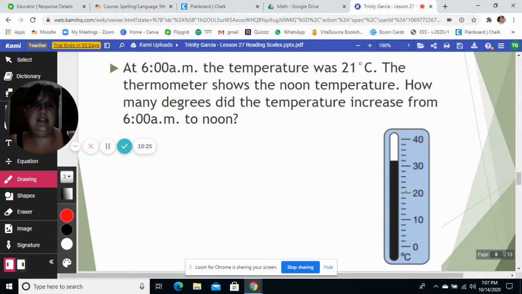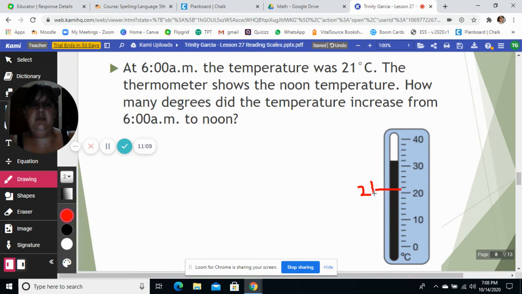So here's 20. Now, is there 10 marks between here and here? Between 10 and 20? I mean, between 20 and 30? 1, 2, 3, 4, 5. There's only 5. So we can see that each one of these marks is actually only counting for 2 degrees. Okay, it's not counting for 5, and it's not counting for 1, it's counting for 2. Okay, and it said that at 6 a.m., the temperature was right here at 21. Not at this line, but in between the two lines. This is going to be 21.